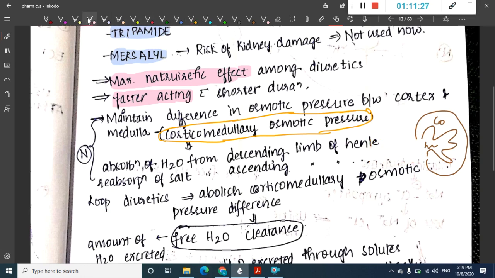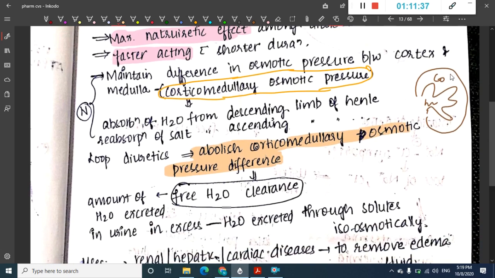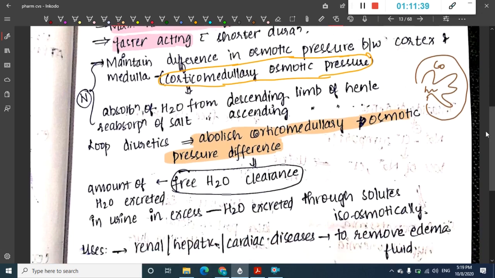These loop diuretics will abolish this corticomedullary osmotic pressure difference. Once this corticomedullary osmotic pressure difference is lost, there is free water which is cleared easily. Because when this corticomedullary osmotic pressure difference is not there, then what is not there? There is no absorption of water from the descending limb of loop of Henle.